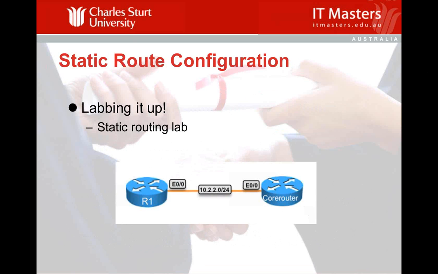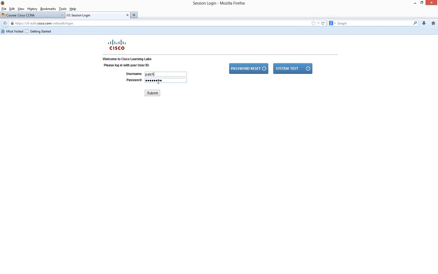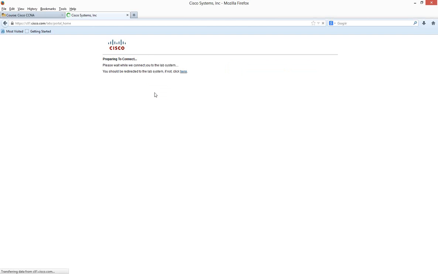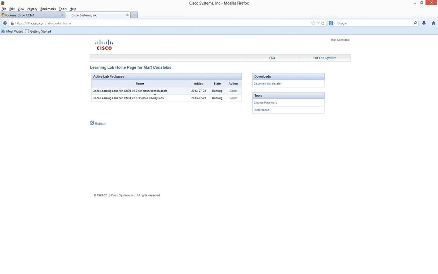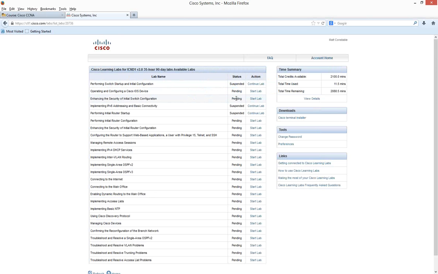Okay, static routing. Let's have a look at a static routing lab. Just a question from Bernie. When you say directly connected interface on router A, do you mean the interface on a path from router B to router A, or any interface on router A? Any interface. So it won't matter what it is, it's any interface.